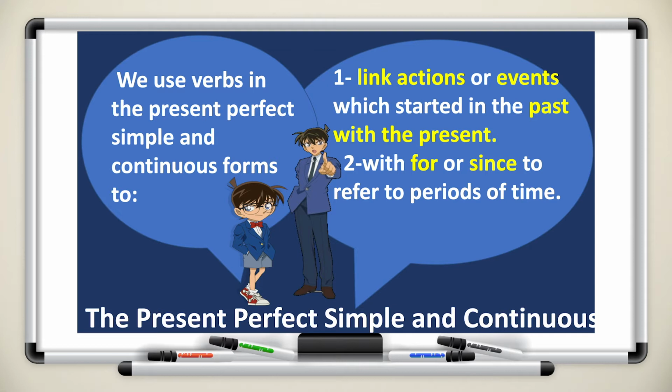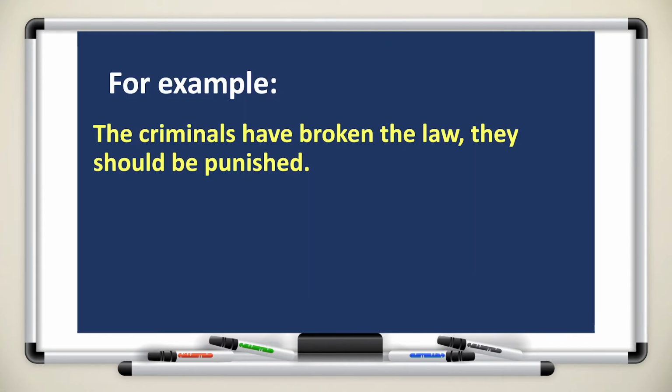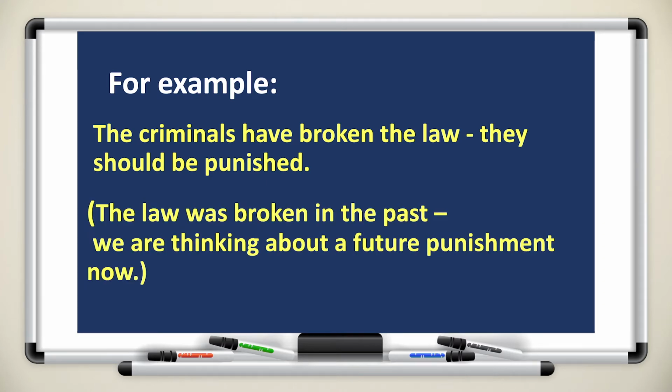Let's look at the following sentence. The criminals have broken the law. They should be punished. What do I mean here? Basically here I'm saying that the criminals broke the law in the past. The law was broken in the past. And now, right now, we're thinking about future punishments.